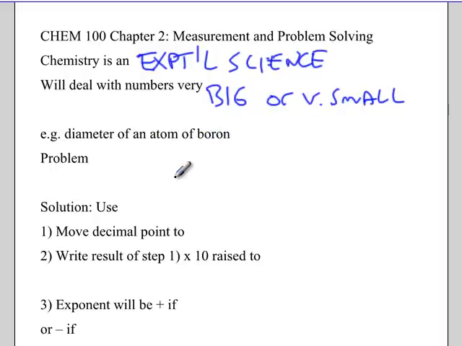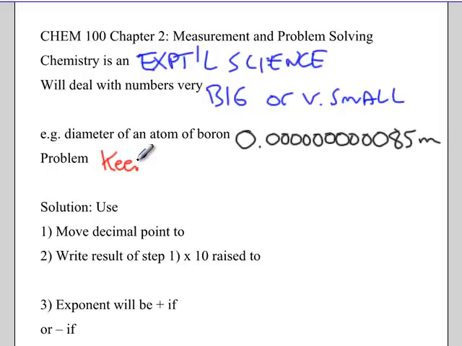Atoms are incredibly small. The diameter of an atom of boron is 0. and then 10 zeros, and then 85 meters. So there's a couple of fundamental problems with dealing with a number that is this small. One of them is just keeping track of all of the digits.